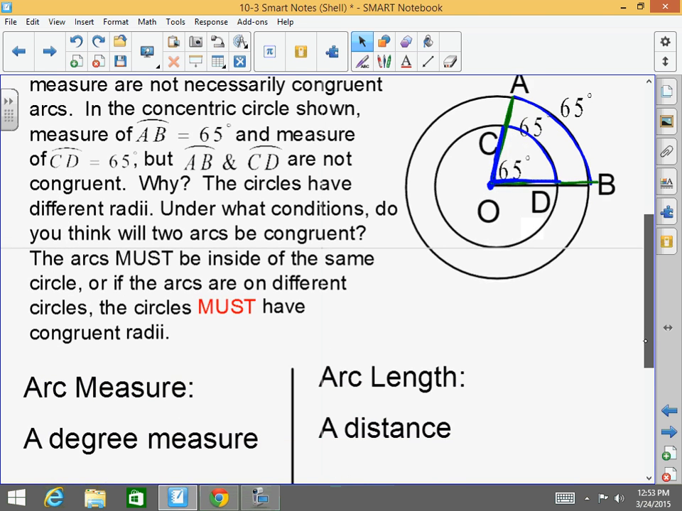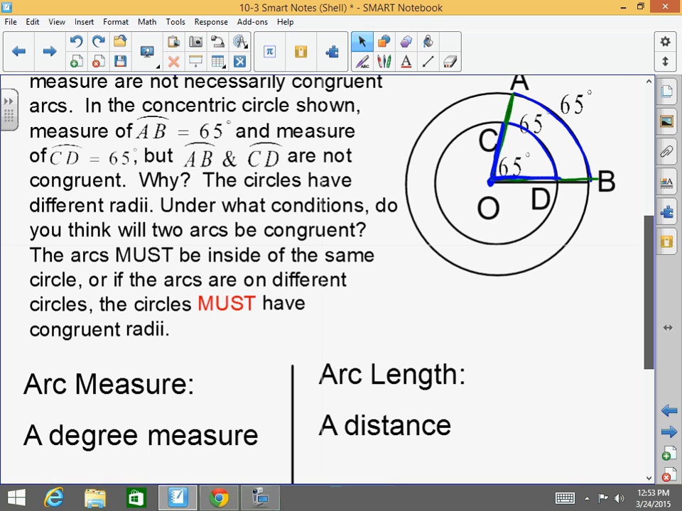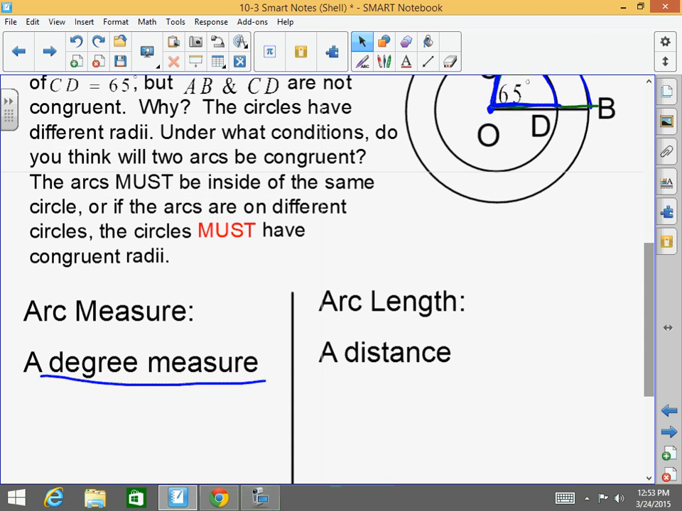When we're talking about arc measure, we're talking about the degree of the arc. Arc AB in the example above and arc CD in the example above have the same arc measure. But arc length is an actual distance. Arc length is a distance, and that's what's going to make them congruent or not. And I'm going a little bit ahead here.